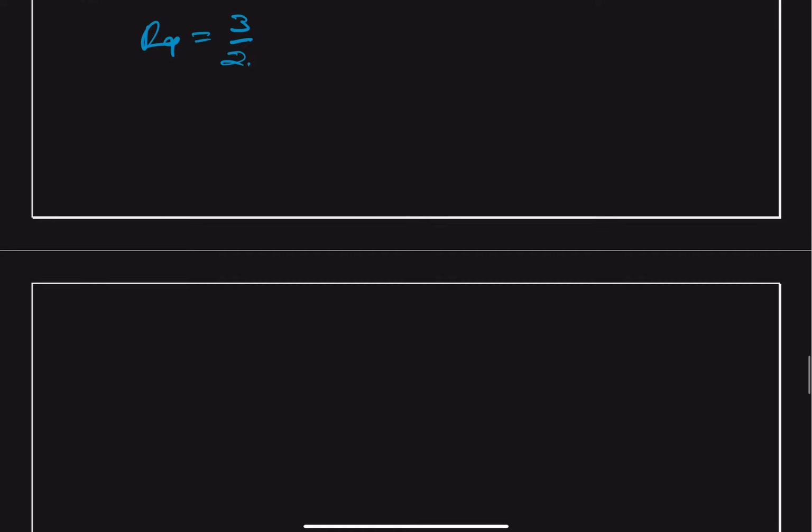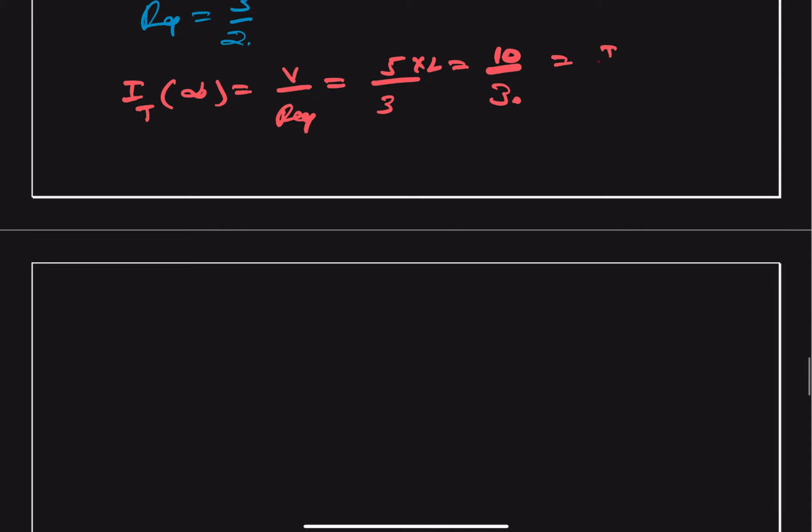Therefore, the total current, I total at infinity, will be equal to V upon R equivalent. V is 5, and this is 3 multiplied by 2, and this comes as 10 by 3. We can just cross verify, but that is not required. So this is our Imax.